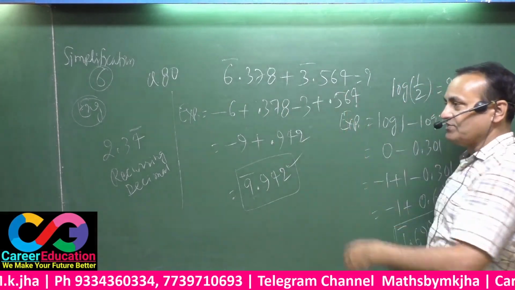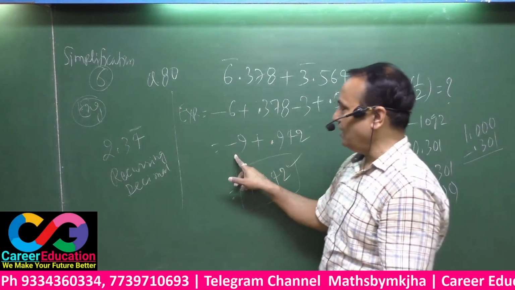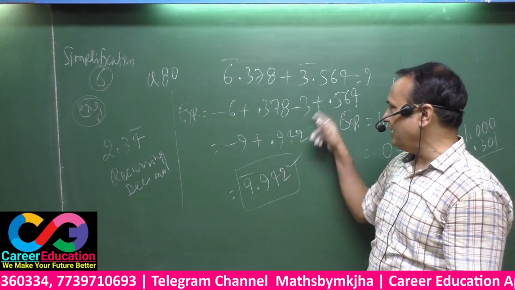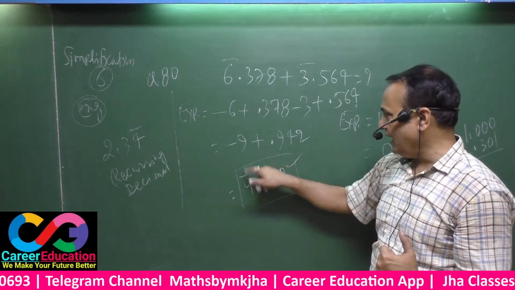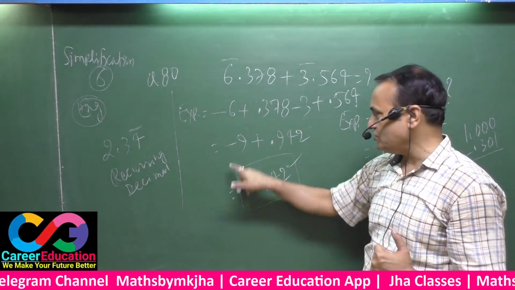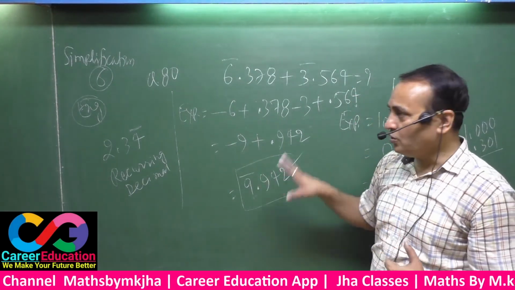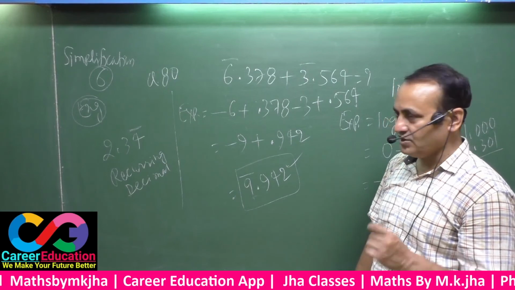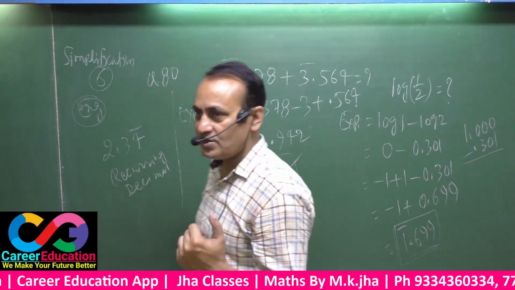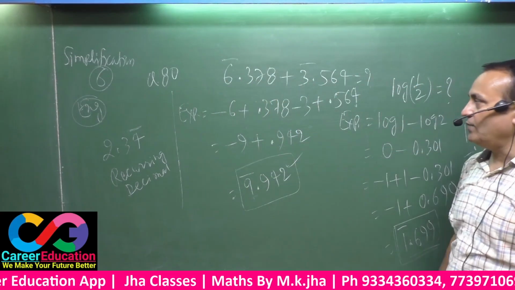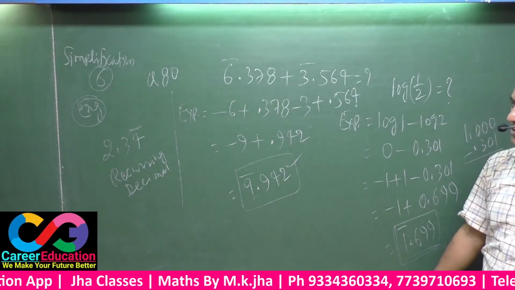This is 0.564. This will be added. You get minus 9. This will be added. You get 0.942. Certainly this will be 9 bar .942. You got the answer of this question, and that is perfectly right. This question has been asked in the SSC examination, SSC CGL. That's why you have to have such steps for such types of questions.